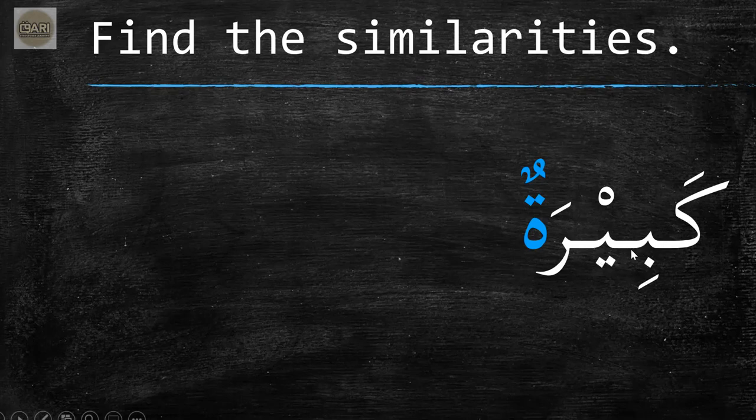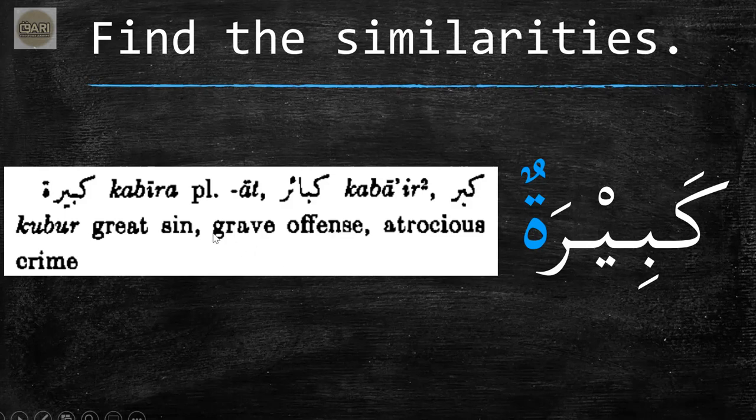K-A-B-I, elongation. We're going to put a macron on the I, R-A. We're going to leave the A because of the ta marbuta. That's how we show its existence. K-A-B-I, macron, R-A. Okay, so kabira, great sin, grave offense, atrocious crime.